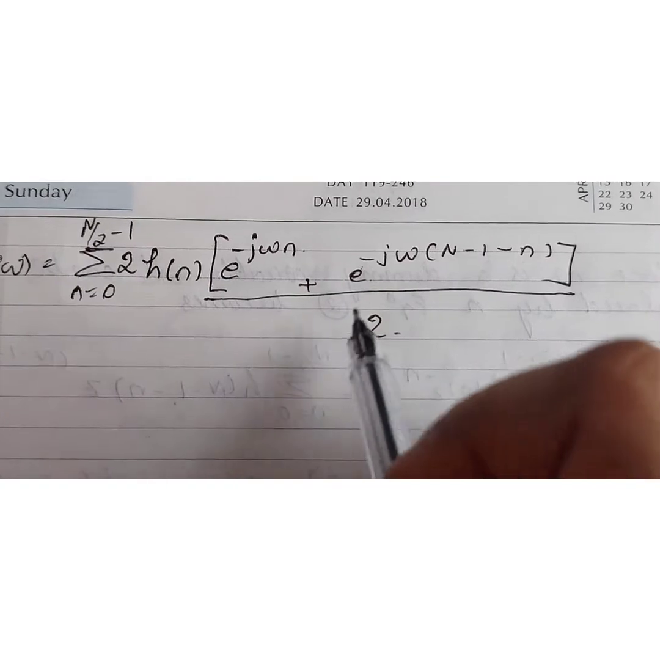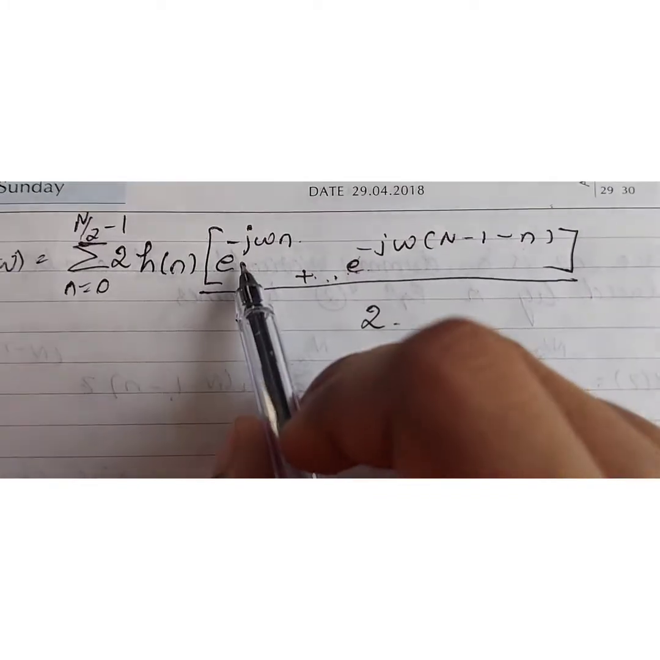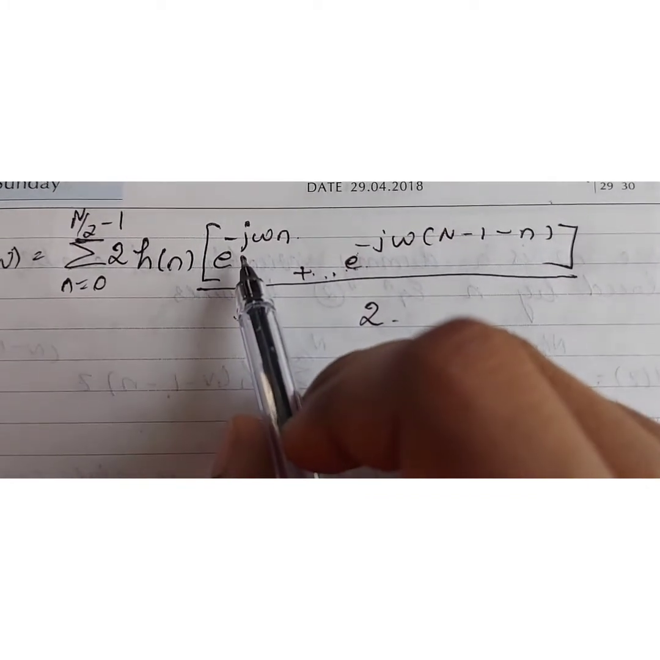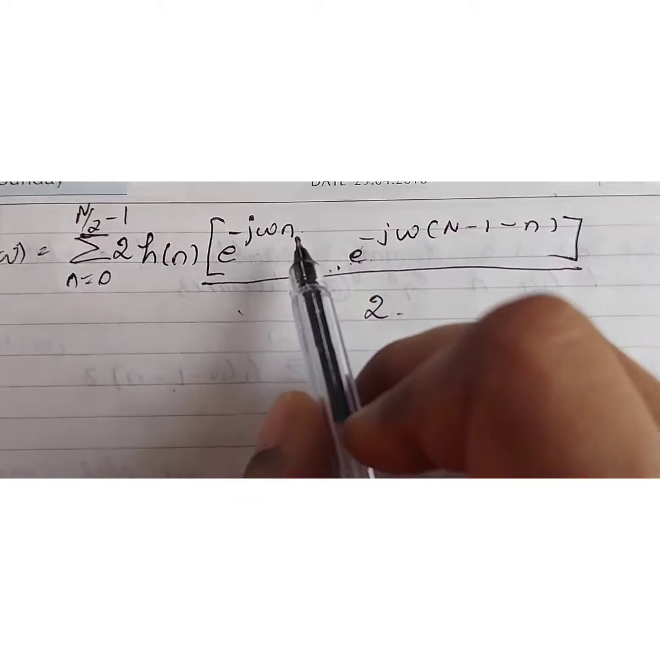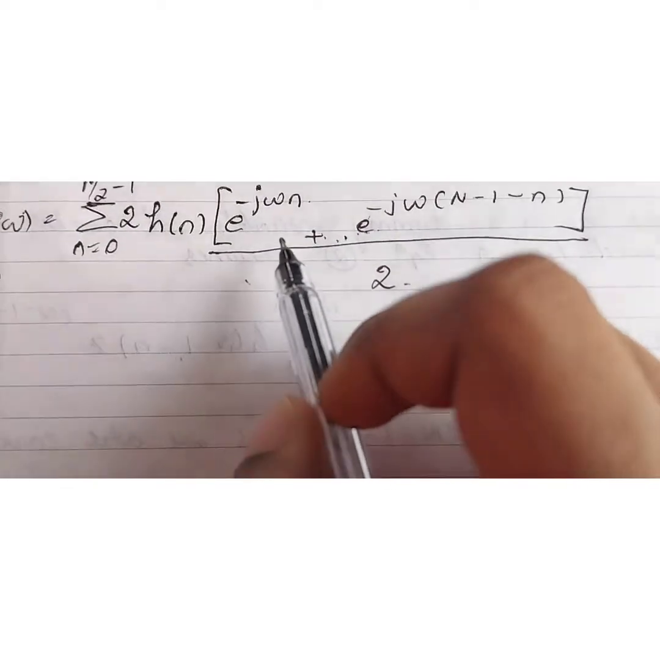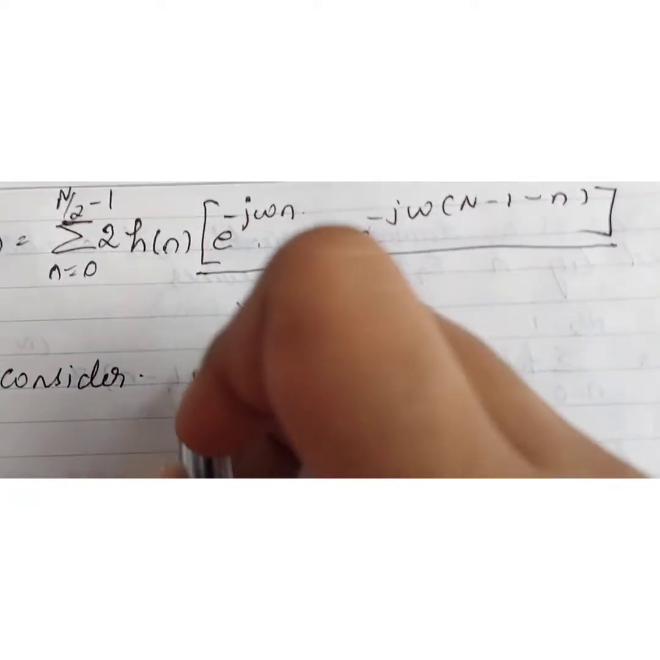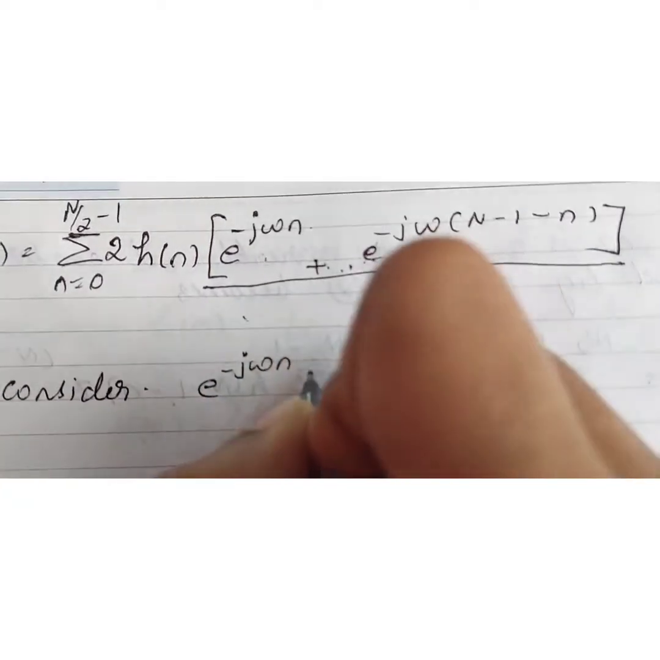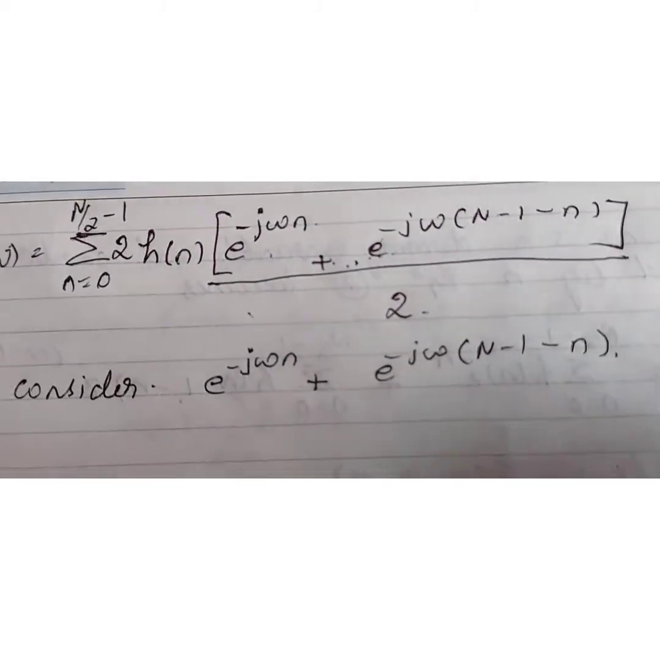So now what I am going to do, let me show you what happens to this term. I want to write this in such a way that I can remove e power minus j omega (capital N minus 1) by 2, because that is the midpoint. So let me remove that out. So consider only this term, e power minus j omega n plus e power minus j omega (N minus 1 minus n). I am just considering only this term and I am going to simplify that.